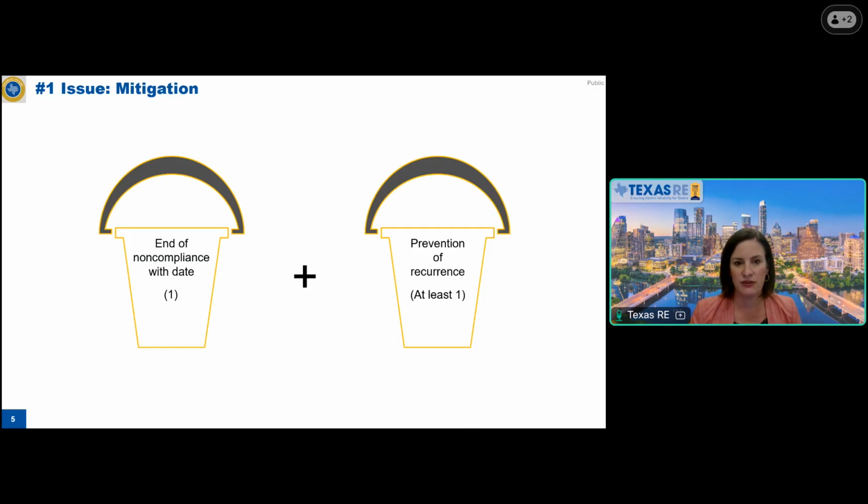You will need to submit some sort of mitigation that stops the noncompliance from occurring. Second, you'll need to submit a type of mitigation that will prevent recurrence in the future of a same or similar potential noncompliance. There may be more than one thing you do to prevent recurrence, but you will have a minimum of two mitigation action items: an end of noncompliance with the date on which that noncompliance ended, plus at least one prevention of recurrence mitigation strategy.